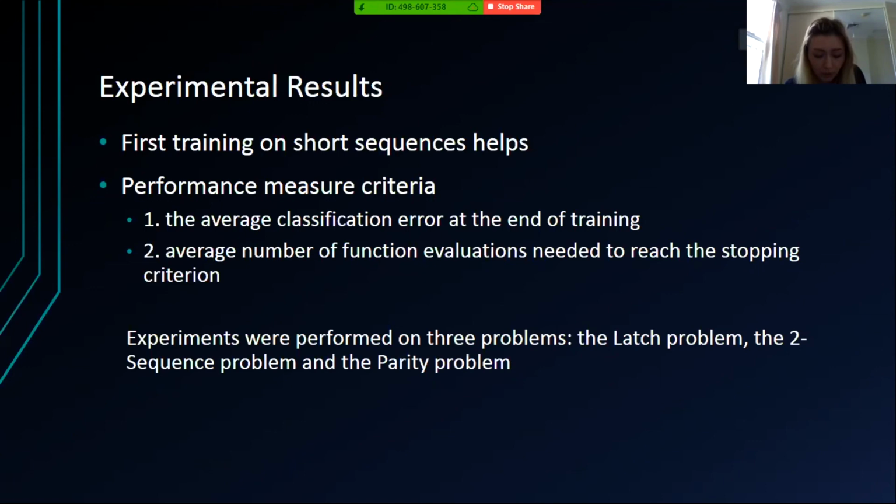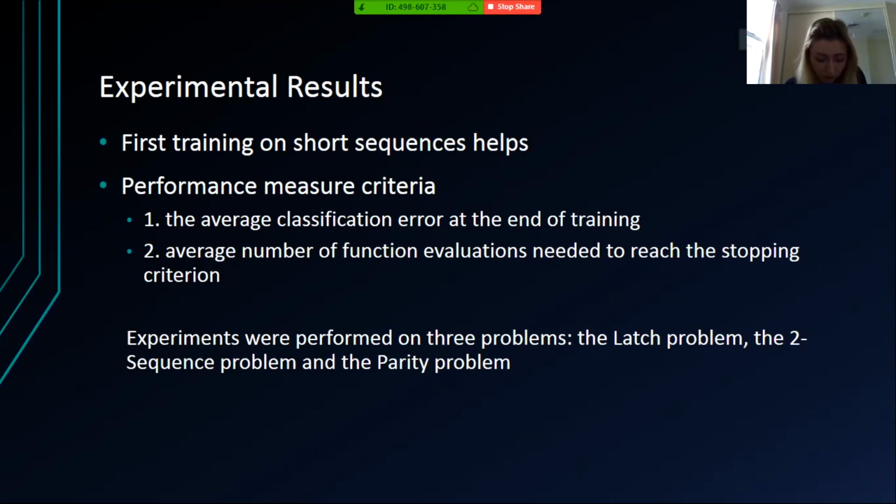Initial parameters of the network were randomly generated for each trial. The choice of inputs and the noise for each training were also randomly generated, and the same initial conditions and training set were used for each of the algorithms at the given trial. The tasks all involved a single input and single output at each time step. Experiments were performed on 3 problems: the Latch problem, the 2-sequence problem, and the parity problem.